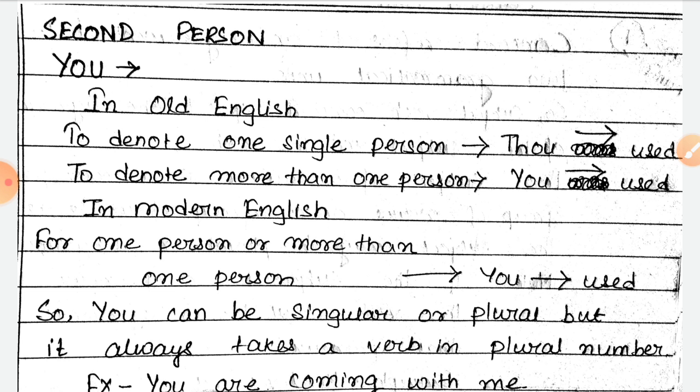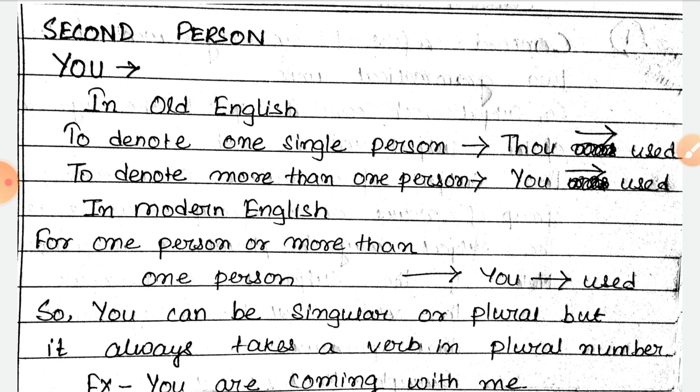As time flowed, in modern English, for one person or more than one person, we say you. You two come here. You four come here. You one, we don't say like that. You come here. So for two, three, four, or one, we always use you. No other word is used for second person singular or plural. Both for second person singular, to denote one person, and for second person plural, more than one person, we use you.